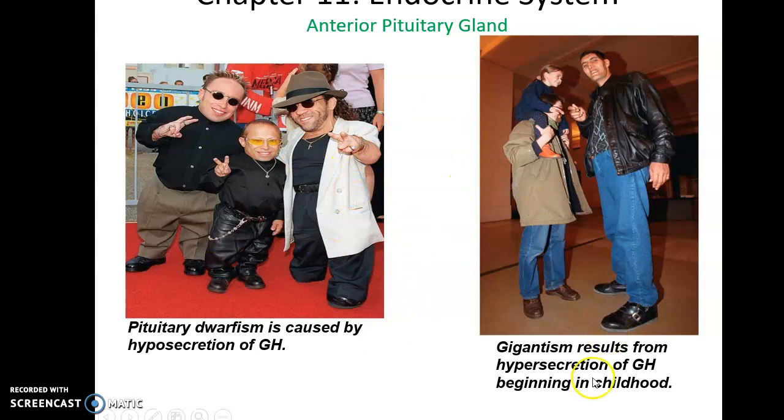And then you can have the other extreme, gigantism, where the person has hypersecretion of growth hormone. They produce too much growth hormone during childhood, and this causes the person to get significantly larger than would be expected for the average human.